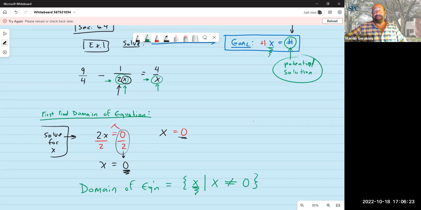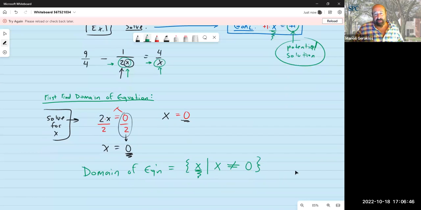If in the end we did all of our work, find the LCD and all this is what we're about to do, and we got x equals 0, I'm like, wait a minute, 0 is not allowed. It causes the 2x and the x, those two denominators, to become zeros. You know what I would conclude? No solution. That's the only number we generated. I would say there's no solution. Okay, that's where this is very valuable.